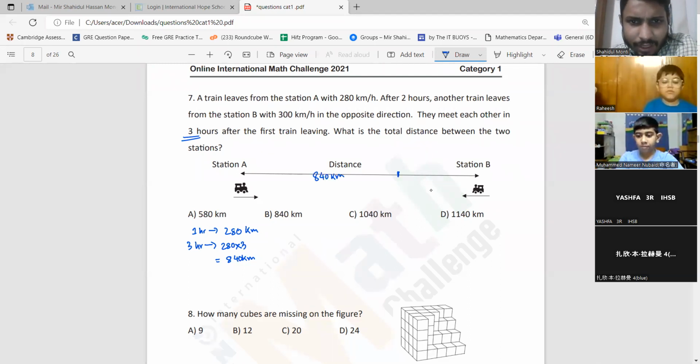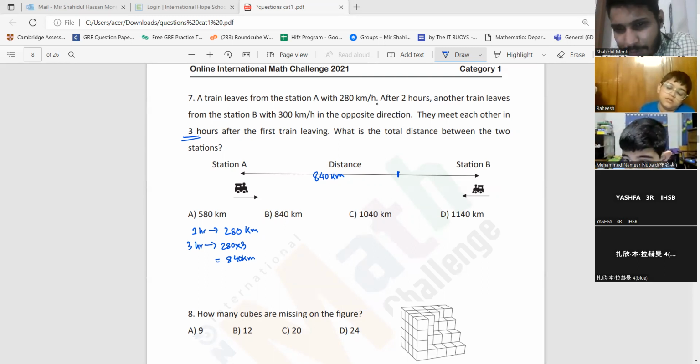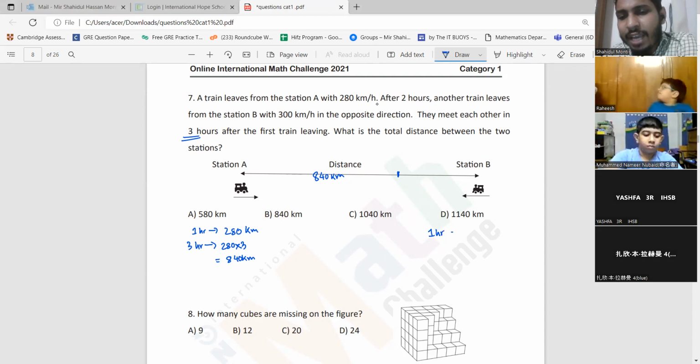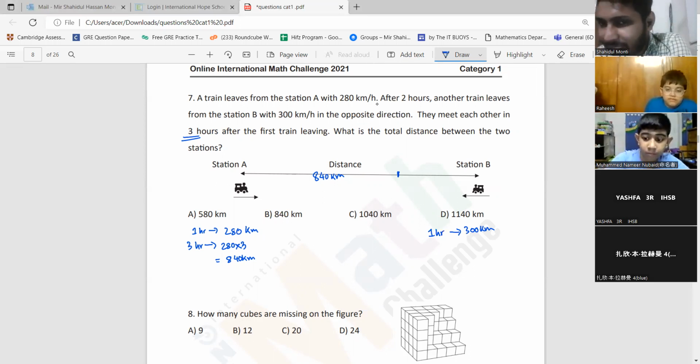Train A has traveled 840 kilometers. What about train B? Please read the question carefully. After 2 hours, another train leaves from station B and it meets the first train after 3 hours. So what is the journey time for train B? The journey time for train B is 1 hour. Please understand that the journey time for train B is 1 hour because train B was late.